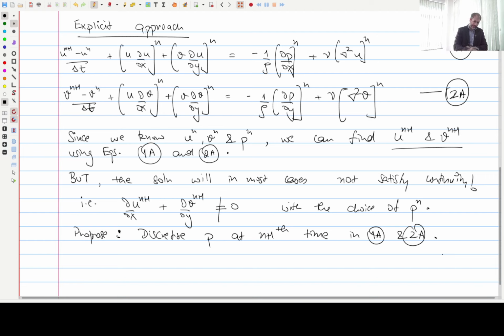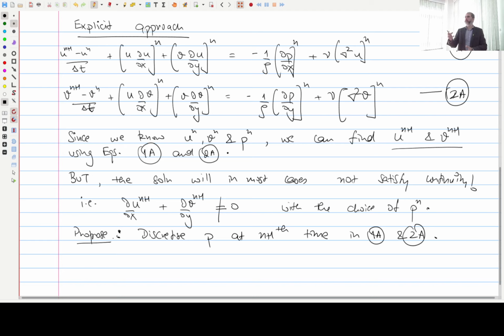Of course, if you discretize P at the n plus 1th time, then you have another unknown. Because in addition to un plus 1, you also have now Pn plus 1. Because if you had Pn, then they were known from the previous time step. But Pn plus 1 has to be found out. So now what we do is, since Pn plus 1 has to be found out, we'll include the continuity equation as well in the equation, in the system.